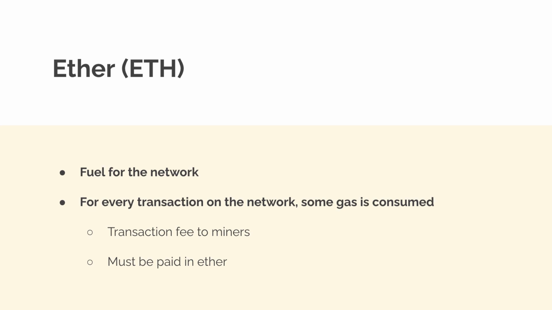It's what you use to actually pay for transactions, because for every transaction, it takes some power, and therefore you have to pay for that work to be done. So for every transaction on the Ethereum network, some gas is consumed. So the processing power it takes to actually perform the transaction is known as gas. And so you have to pay a transaction fee to miners. And on the Ethereum blockchain, you have to pay that in Ether. And you can pay it in divisions of Ether like a wei.